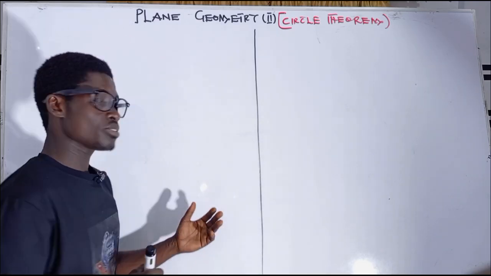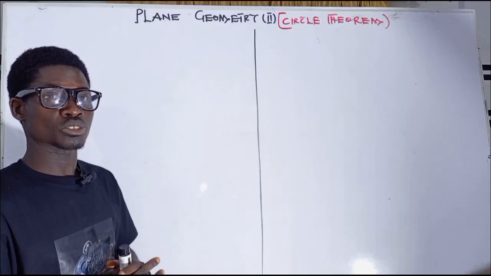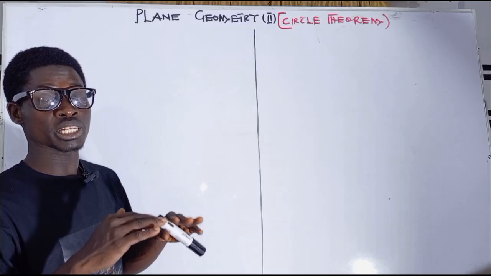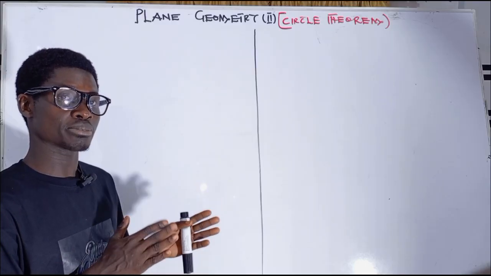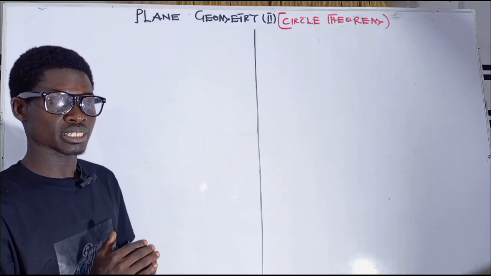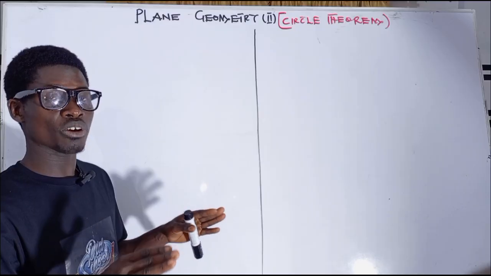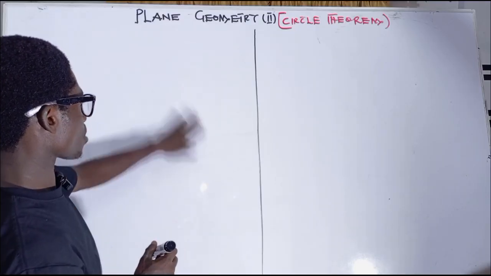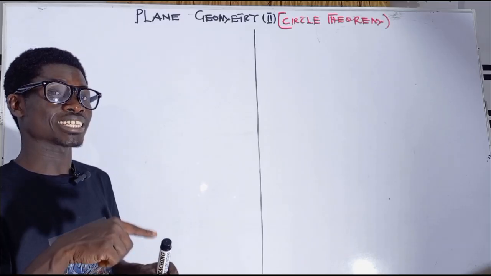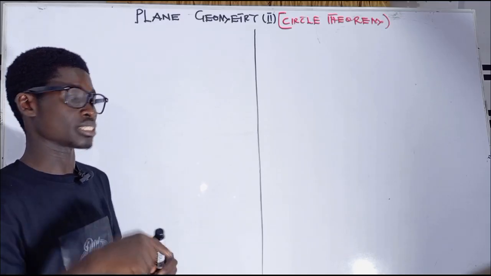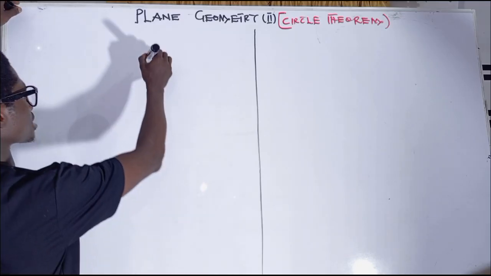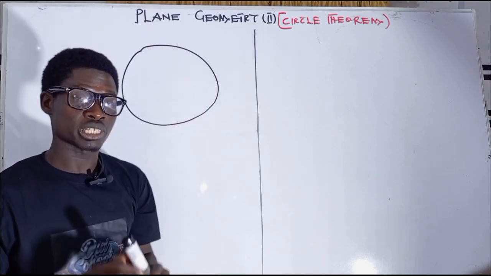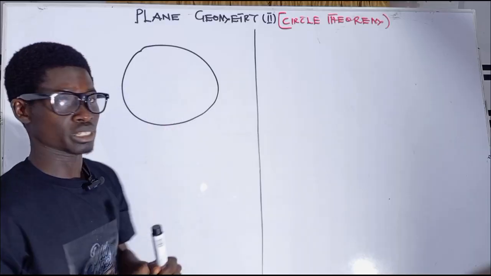So in looking at the first theorem, what I want you to do is take your compass and choose any radius of your choice. You can choose 3 centimeters, 5 centimeters, 10 centimeters, any radius of your choice, but it should be reasonable. Once you choose the radius, use it to draw a circle. So I'm going to draw my circle like this. Since I'm not using any instrument, this is what my circle is going to be like.